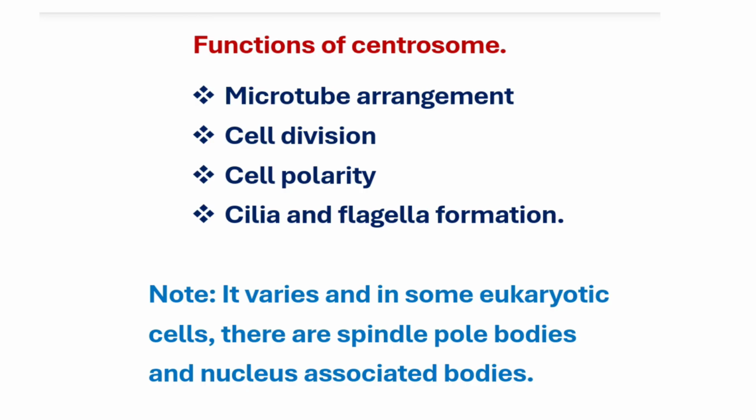Well, these centrosomes vary in eukaryotes. Animal cells contain a centrosome with two centrioles embedded in the pericentriolar material, and other eukaryotes like fungi and amoeba lack centrioles. They have other structures such as spindle pole bodies or nucleus-associated bodies that serve the same function as that of the centrosome. Next is cytoskeleton.